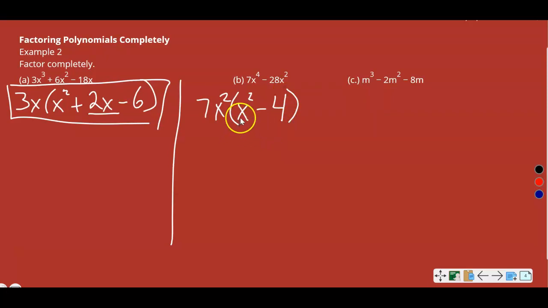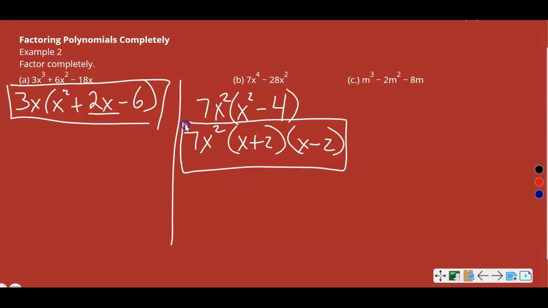All right, now, a perfect square minus a perfect square. Hopefully you recognize this is a difference of squares. So bring down my 7x squared. Remember, a difference of squares is x plus 2 and x minus 2. Same binomial, different sign in the middle.